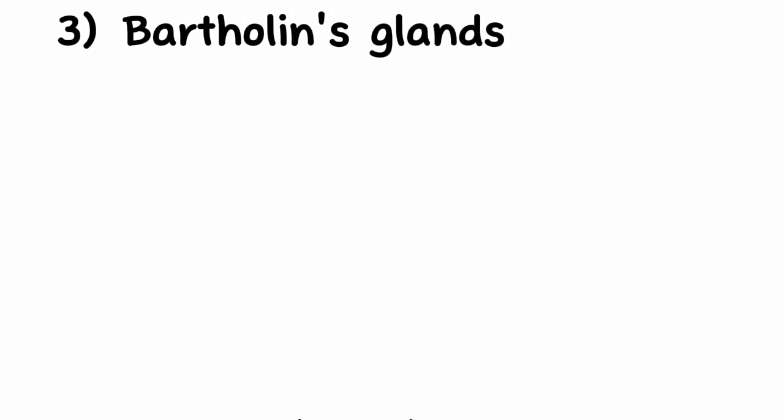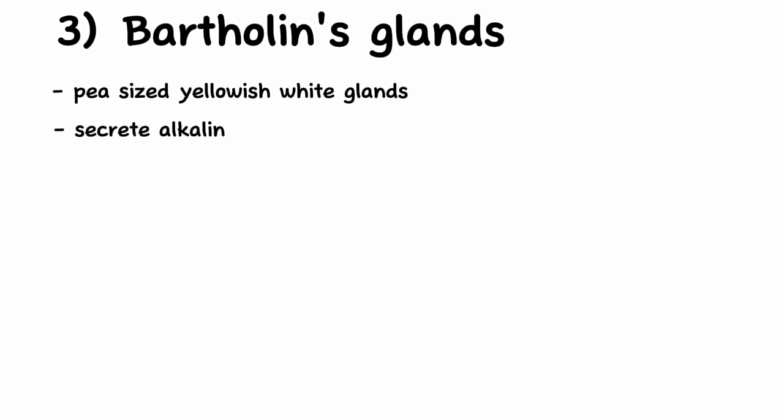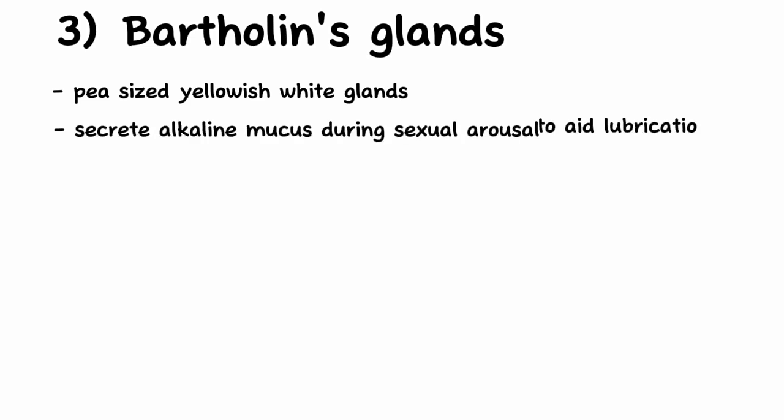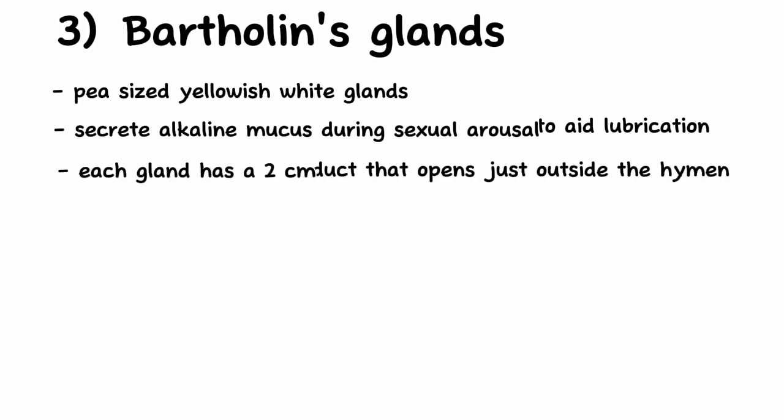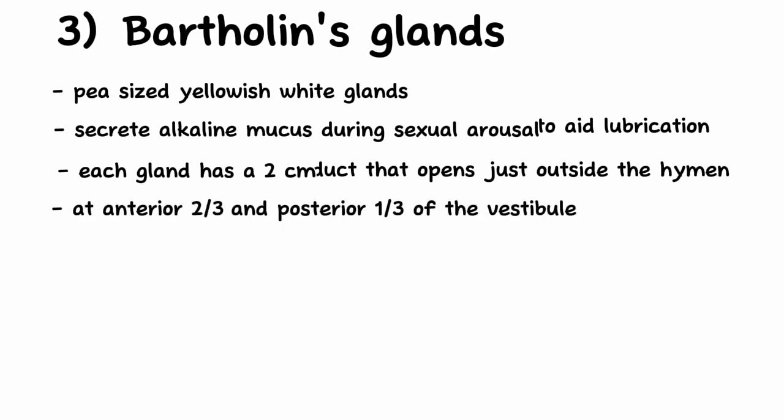3. Bartholin's glands. These are pea-sized, yellowish-white glands. They secrete alkaline mucus during sexual arousal to aid lubrication. Each gland has a 2 centimeter duct that opens just outside the hymen at the junction of the anterior 2/3 and posterior 1/3 of the vestibule.